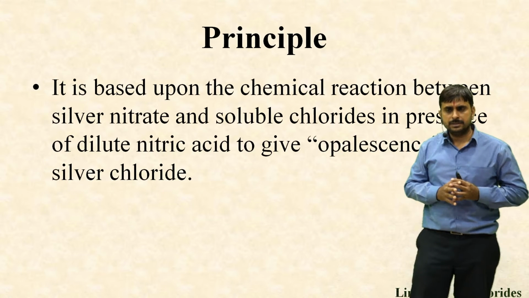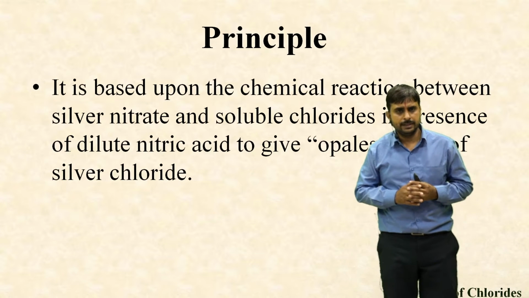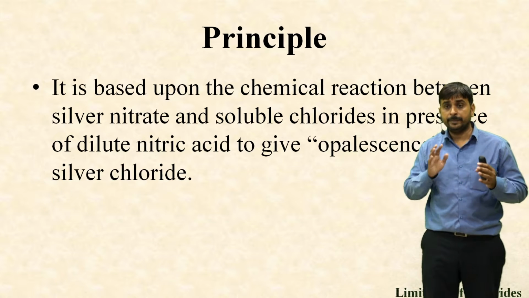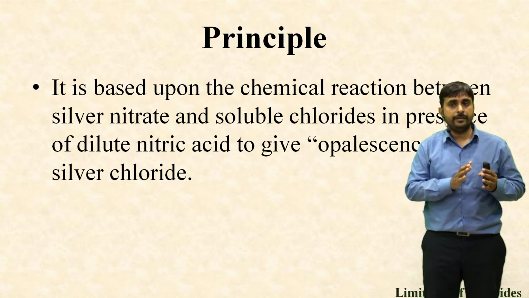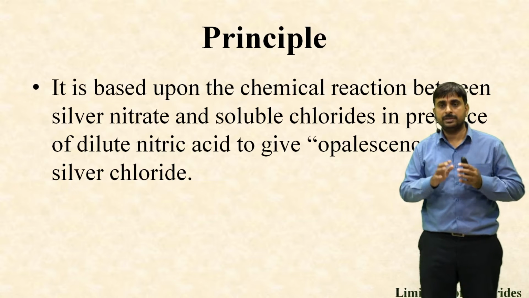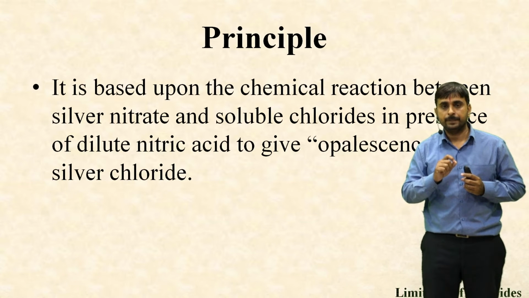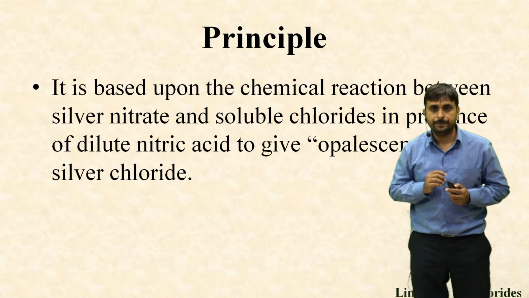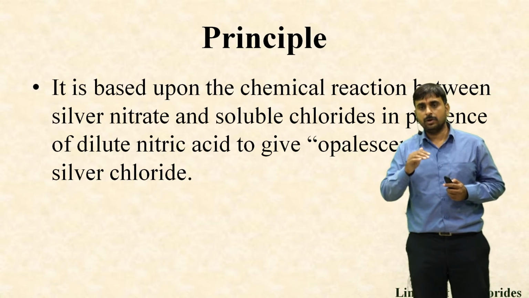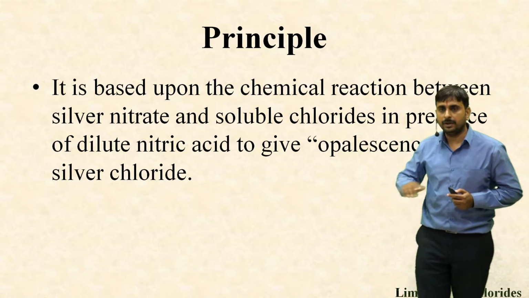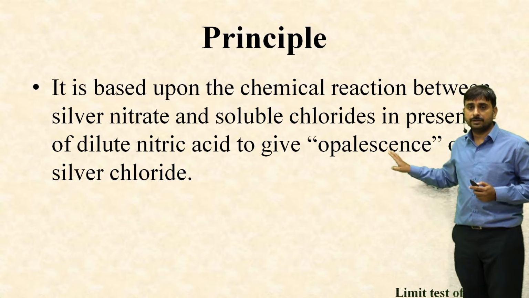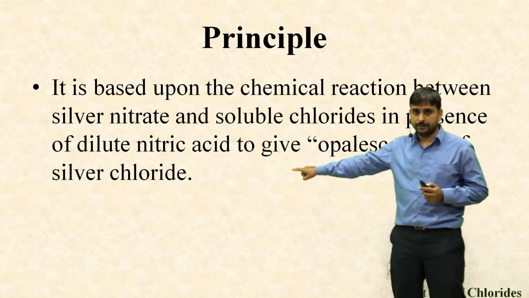The principle behind this limit test of chloride is basically a chemical reaction between silver nitrate and soluble chlorides in the sample. This reaction is carried out in the presence of dilute nitric acid. At the end of the reaction, we observe opalescence that is due to silver chloride.